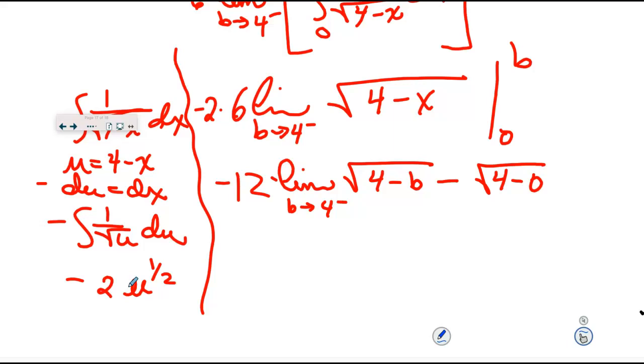So the first one, as this approaches 3.9999999, what does this approach? 0. This guy is a constant, so it doesn't even matter. There's no b in it. So that's a negative 2, correct? So I end up with a negative 12 times a negative 2. 24. Seems like a big number, doesn't it?